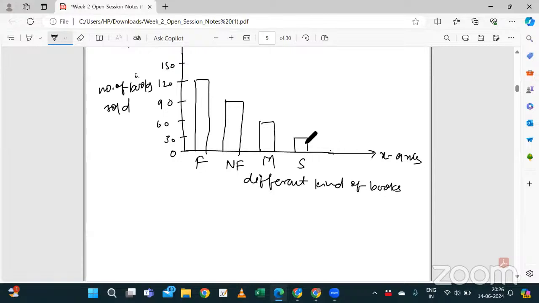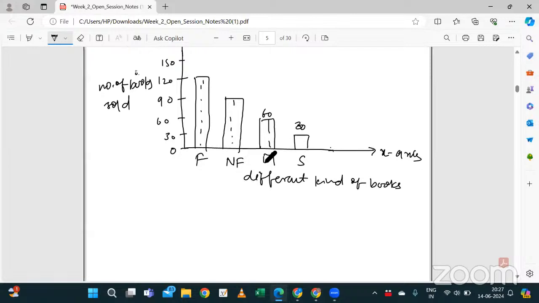So what you are doing is just trying to observe, trying to compare counting between different categories. This length of bar will show you 120. This length of bar is 90. This length of bar is for 60, and this length of bar is for 30. Actually, here the scaling of the bar is not proper, I was not able to draw properly, but the length and width of the bar should be the same for each category actually.